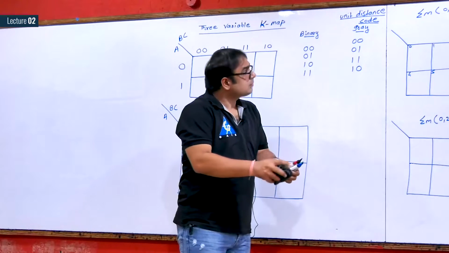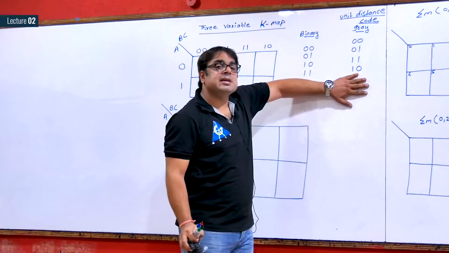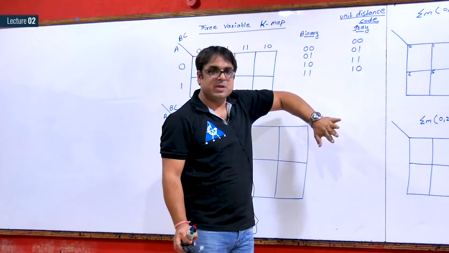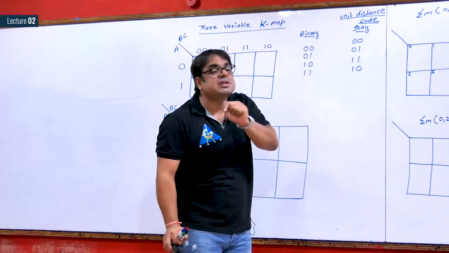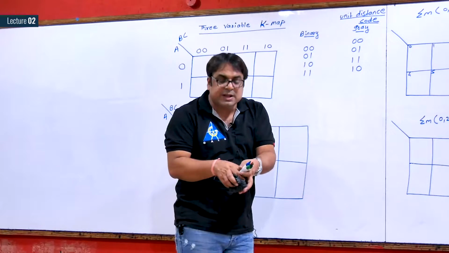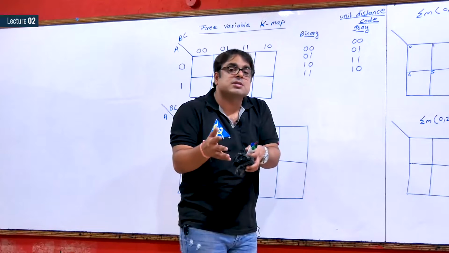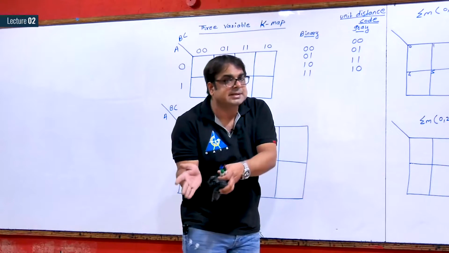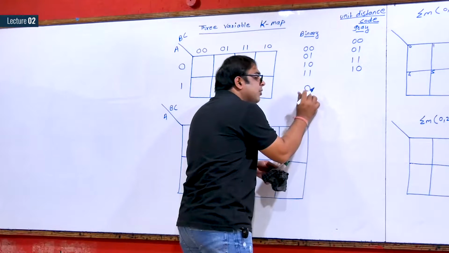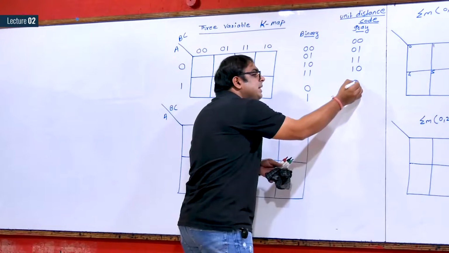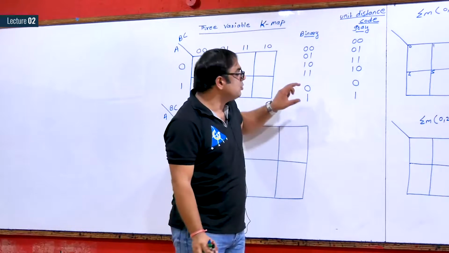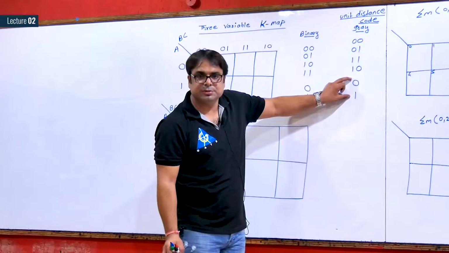Now, it is not like in 2 variable we were using binary and in this we are using gray code. No. In 2 variables also we were using gray code only. In 2 variable K-map also we were using gray code only. We did not discuss it because there is no difference between 1-bit gray code and 1-bit binary code. Please see, 1-bit binary code means 0, 1, and 1-bit gray code also means 0, 1.